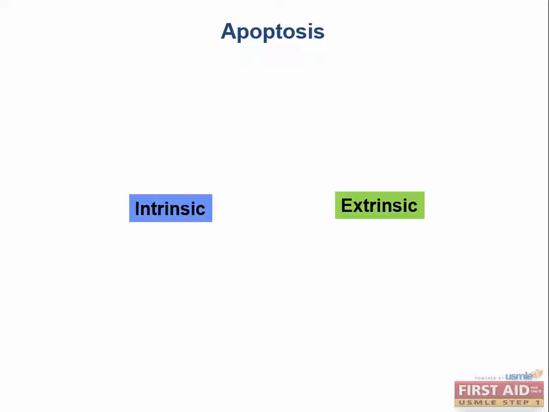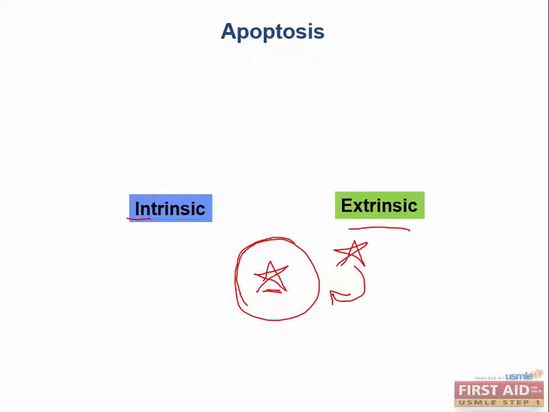And the real difference between these two is just where the signal for apoptosis begins. So if it originates within the cell, then that would be intrinsic because it's within the cell. If it originates outside of the cell, that is extrinsic. It's as simple as that. So whatever signal is telling the cell to kill itself, if it's inside the cell, it's intrinsic. If it's extrinsic, then it's outside the cell.